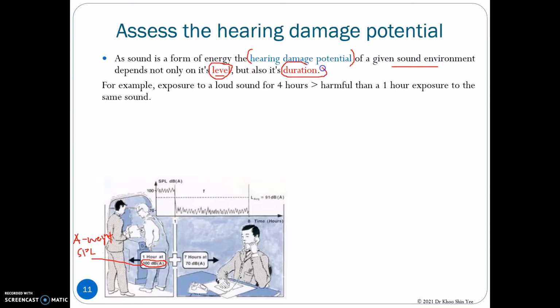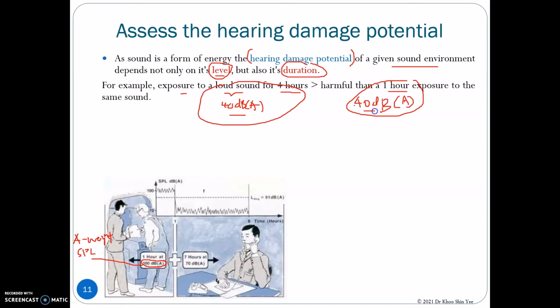Imagine that you are exposed to a loud sound with 90 dBA for 4 hours compared to another guy who is exposed to the same sound level as well. However, the duration of exposure is different between these two guys. One stays for 4 hours, another guy stays for 1 hour. So which guy will suffer more hearing damage? In this case, the sound levels are the same. Therefore, the longer the time of the exposure, the more hearing damage the person will receive.